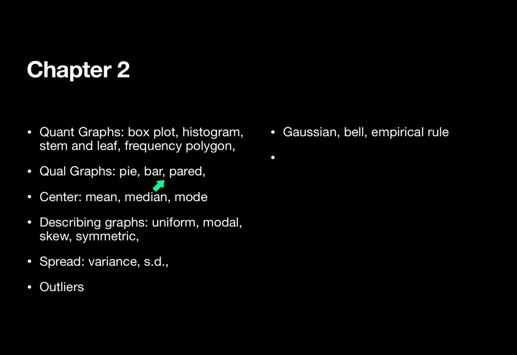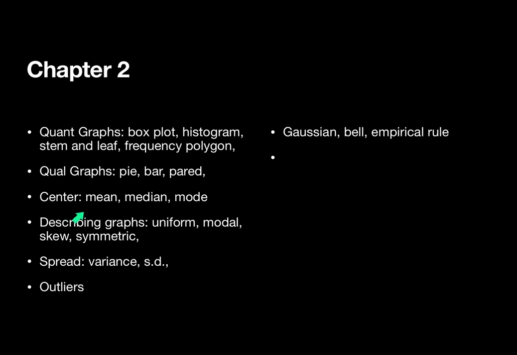Qualitative graphs, pie chart, bar chart. Pareto, there should be an O right there. Pareto is a bar chart that's either in descending or ascending order. So whatever, find out the hair color. The highest hair color would be the first bar, then the next bar would be the next one, and then going down to the bottom one. That's a Pareto chart, just a fancy name for a type of bar chart.